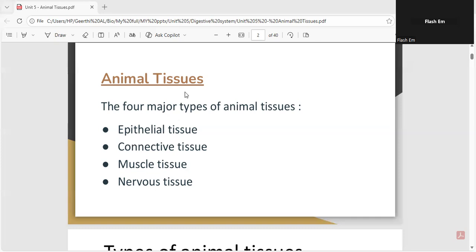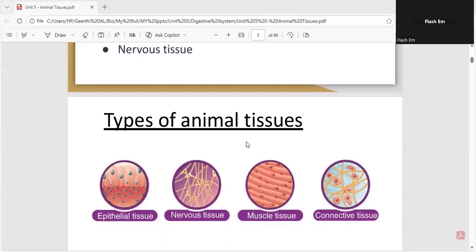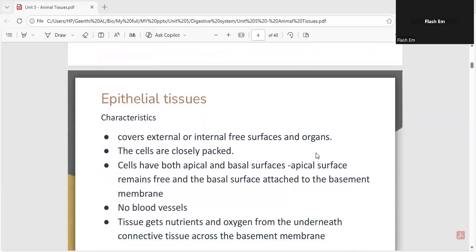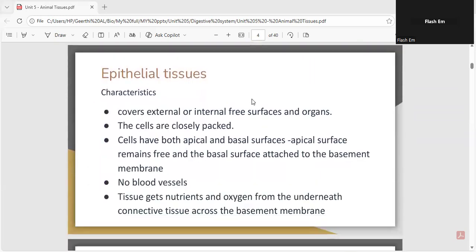When we look at animal tissues, there are 4 major types: epithelial, connective tissue, muscle, and nervous tissue. You already know about muscle, connective, and nervous. Epithelial is just a new thing for your A levels. So these are the pictures I have given, the types of animal tissues: epithelial, nervous, muscle, and connective. So let's see about the epithelial tissue.